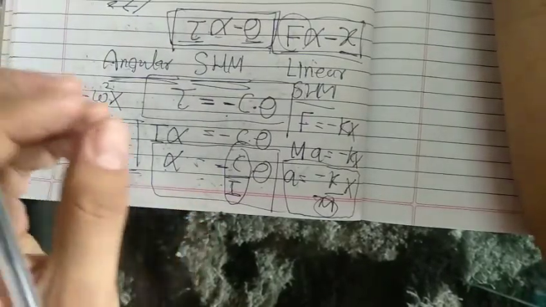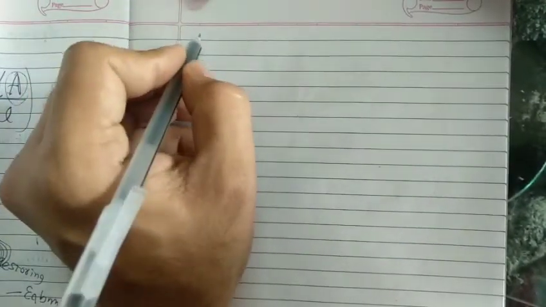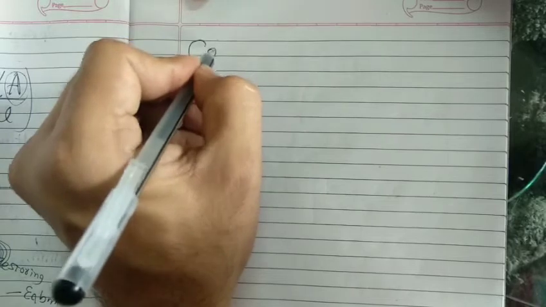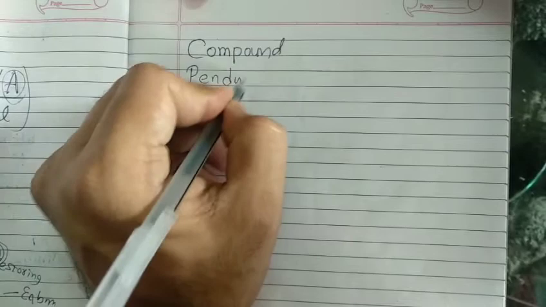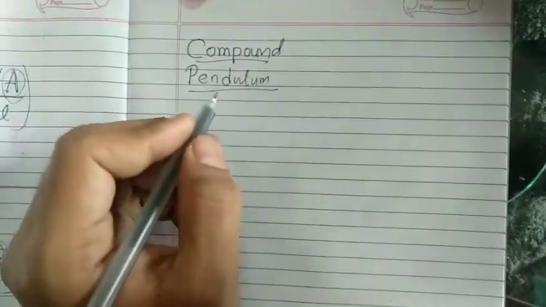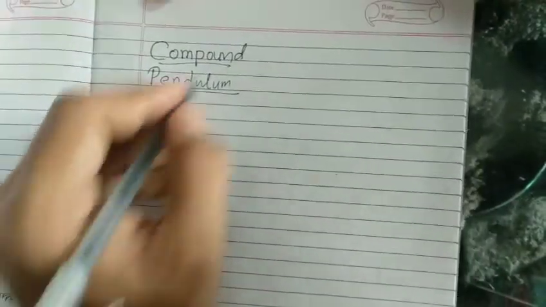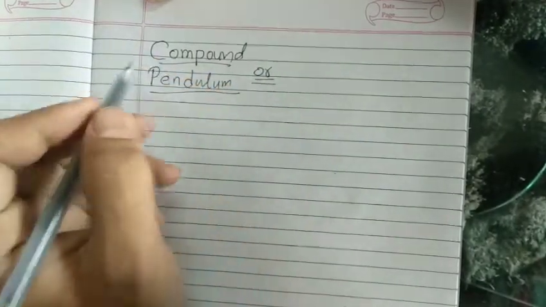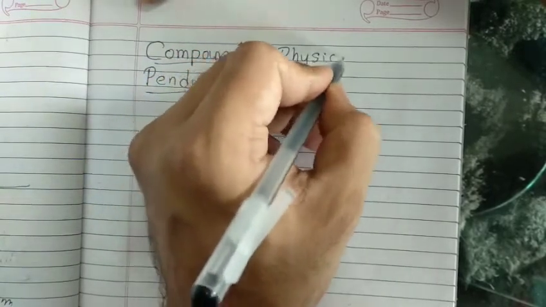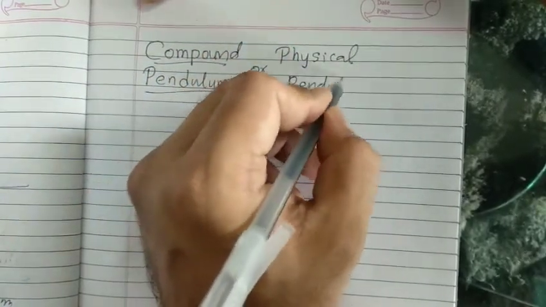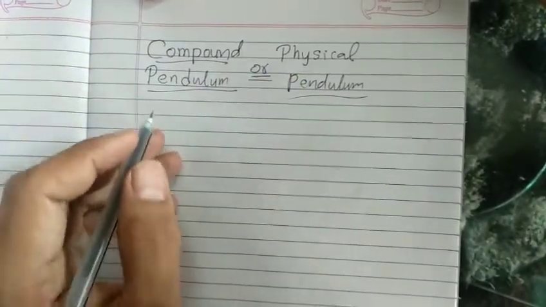Now I'll give you one practical example of angular SHM. The practical example of a body which performs angular SHM is the compound pendulum. This topic, compound pendulum, is useful for the JEE exam particularly, but other students can also see. The compound pendulum is sometimes also known as the physical pendulum. Let's see what a compound pendulum is.